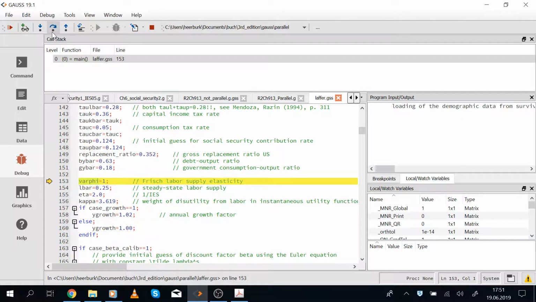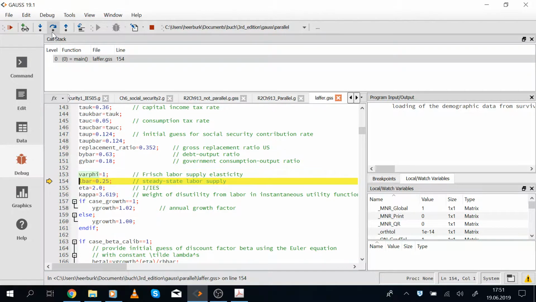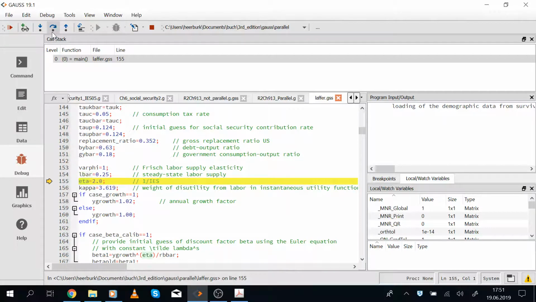The Frisch labor supply elasticity is relatively high. It's set equal to 1, so you may want to apply some sensitivity analysis later on and use values that are perhaps below 1. In macroeconomic analysis, we also use values of 0.2 or 0.3, so check this out. And we start with an initial steady-state labor supply of each cohort of 25% and an intertemporal elasticity that's equal to 1 over 2.0.